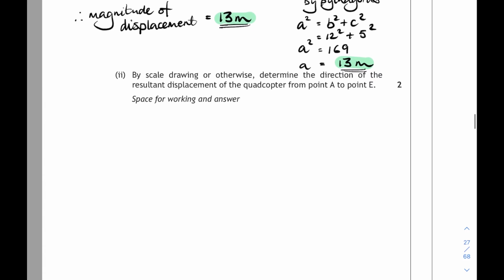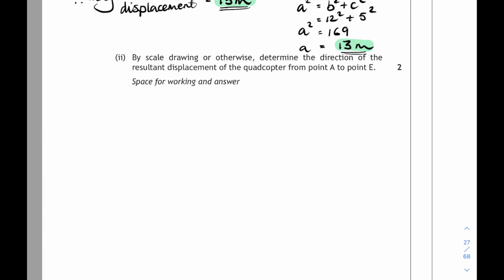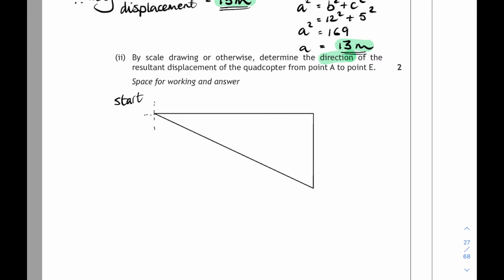And part 2 of the question is, by scale diagram or otherwise, determine the direction of the resultant displacement. So let's use the same triangle. I'm going to put a little grid on at my starting point, and I'm going to use that grid as a kind of reference, because direction is measured from your start point, and it's that angle there we're interested in.